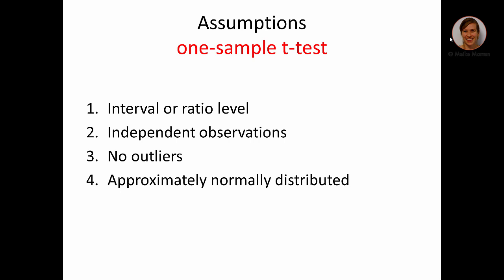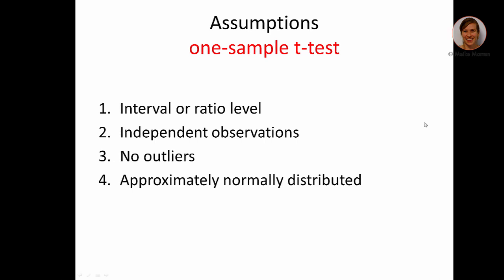Now, the third assumption is that there are no outliers. This is a tricky assumption because there are no straight rules of what is an outlier and what is not. However, the t-test, the variance, as well as the mean and the t-value can be influenced if there are extreme outliers in the data. The fourth assumption is whether the variable is approximately normally distributed.